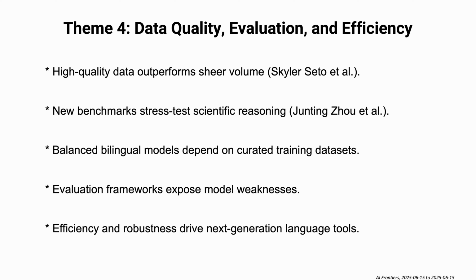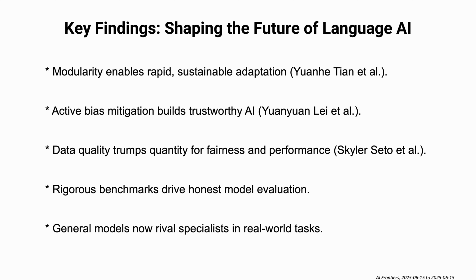Theme 4 highlights the importance of data quality, evaluation, and efficiency in language model development. High-quality data has been shown to outperform sheer volume, a finding supported by Skylar Seto and colleagues. New benchmarks, such as those introduced by Junting Zhou, are designed to rigorously test scientific reasoning capabilities. The creation of balanced bilingual models relies on carefully curated training datasets. Evaluation frameworks have become essential for exposing model weaknesses, while efficiency and robustness are now the driving forces behind next-generation language tools.